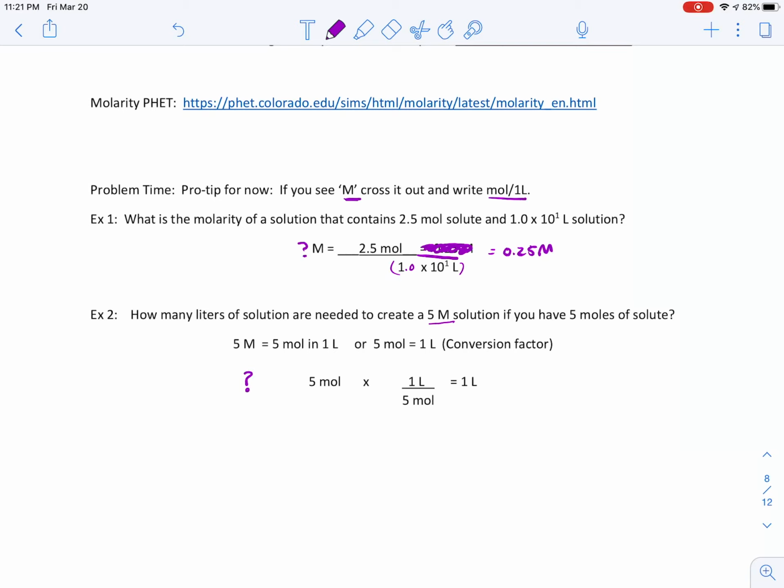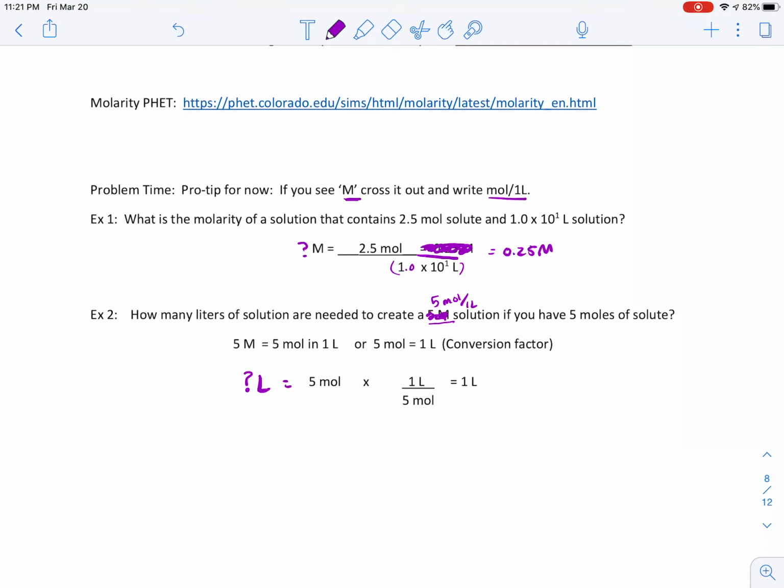How many liters of solution are used to create a 5 molar solution? So what we're trying to find is question mark liters of solution. Now, see the M? I'm scribbling it out, and I'm writing 5 moles in 1 liter. That's what that number is.